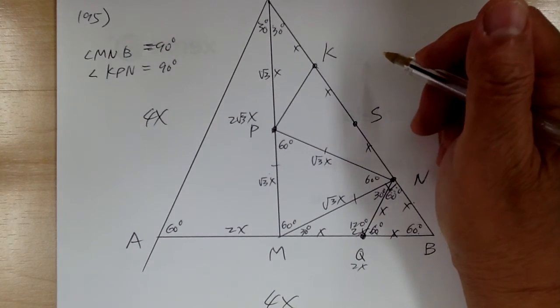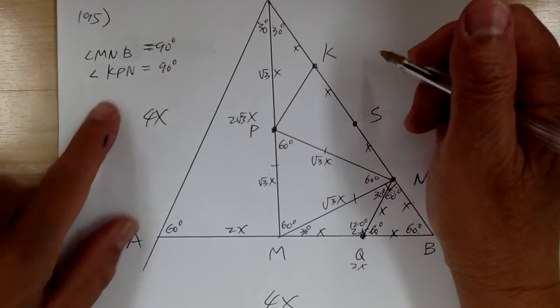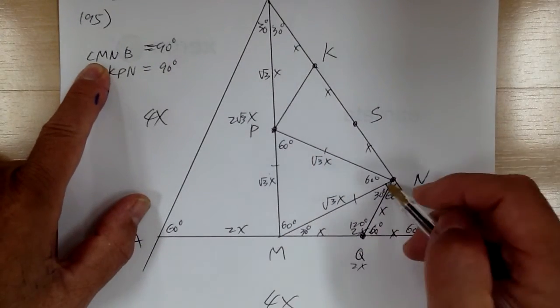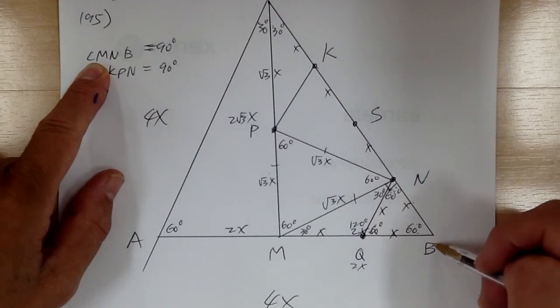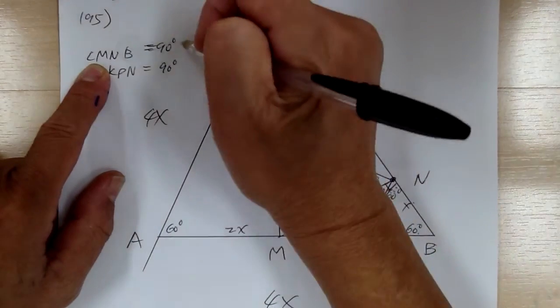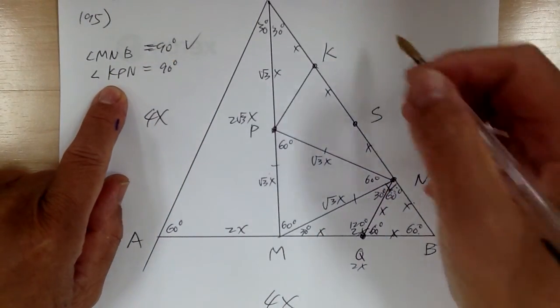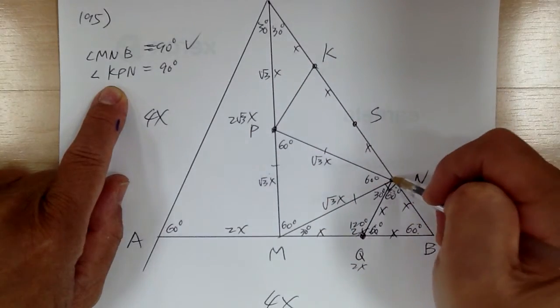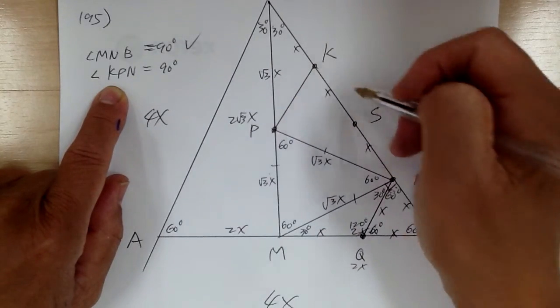So what else do we have? We're looking for M, N, B, so we did that, right? We proved that, so this is checked. So right now you need to look for K, P, N. So you're looking for these over here.